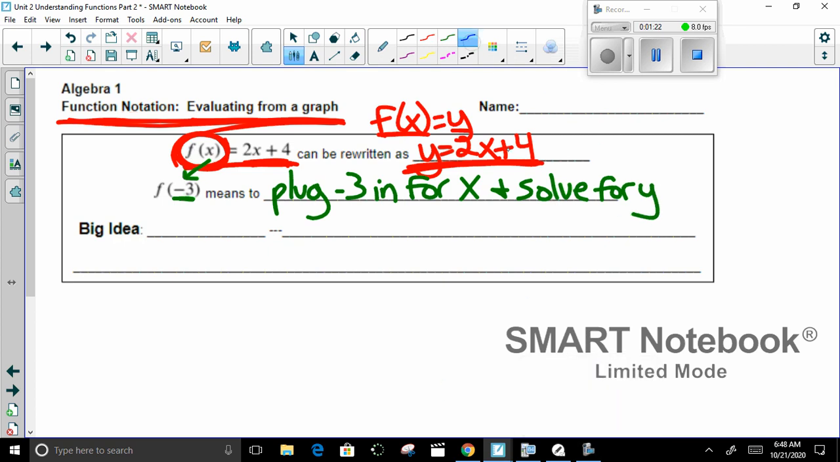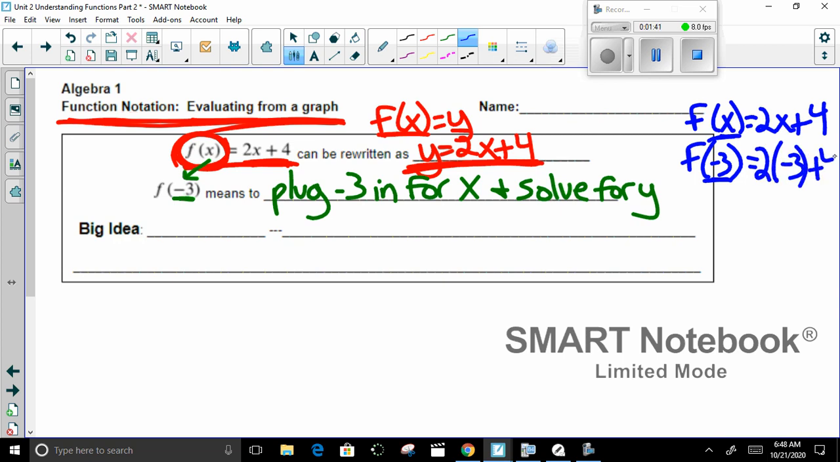All right, I'm going to do it on the side. So I'm going to bring the equation on the side. F of x equals 2x plus 4. And I'm going to find f of negative 3. That means wherever I see x, I'm now plugging in negative 3. So 2 times x, which is now negative 3, plus 4. And I'm going to solve.